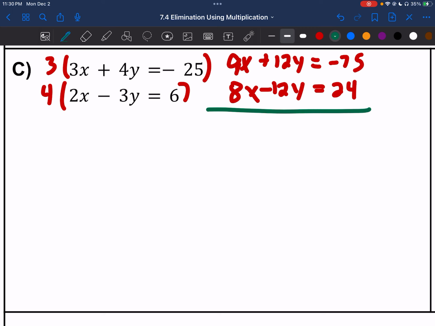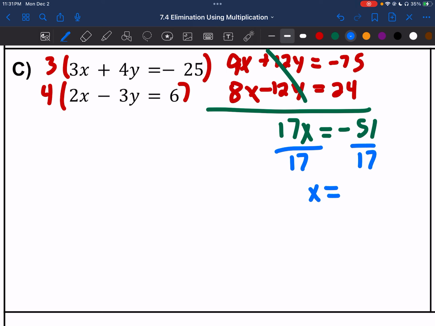Add them together. The 12y and negative 12y cancel out, and I have 17x. Negative 75 plus 24 is negative 51. Divide both sides by 17. x is equal to negative 3. Now I'm going to substitute that back in. I'm going to use the bottom equation for this, I'd say. And so I'm going to do 2 times negative 3 minus 3y equals 6.